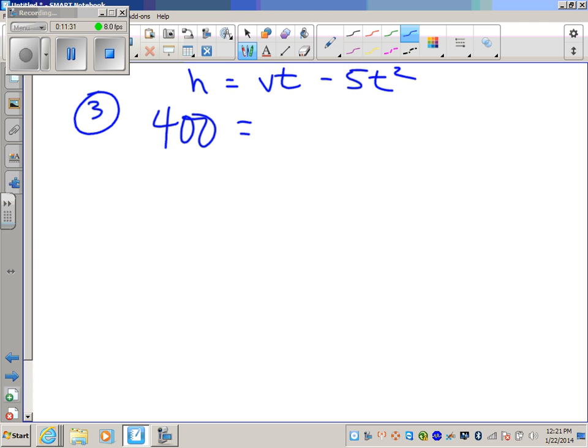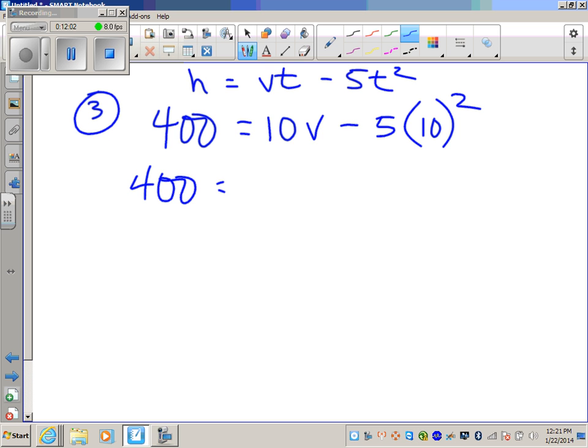Okay, so hold on. Now for number 3, h is 400. We don't know v, but we know t. T is 10. All right, so now from here we have to do a little bit of simplifying. Let's leave this 400 for now. 10v, there's not much we can do with that right this second, but we can simplify this.